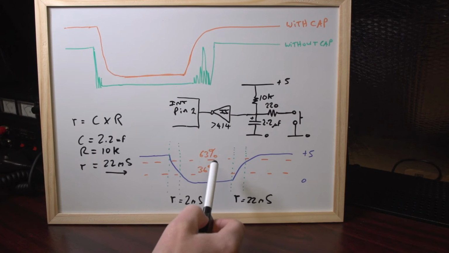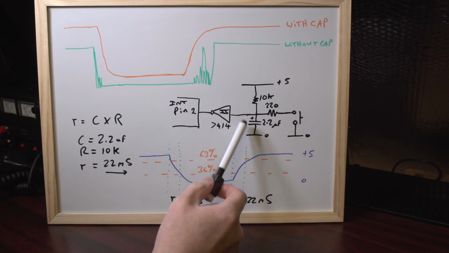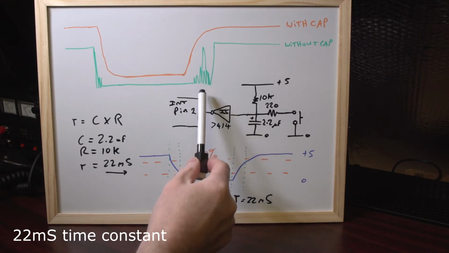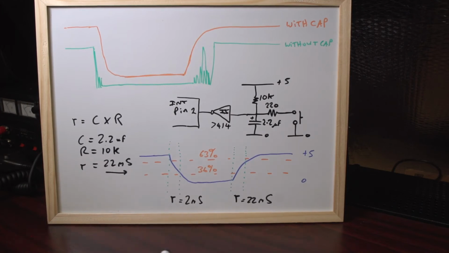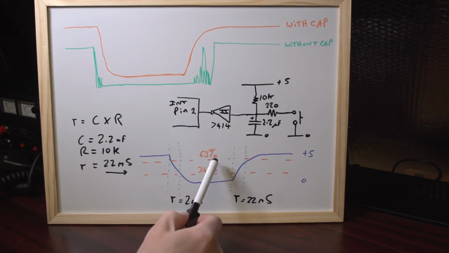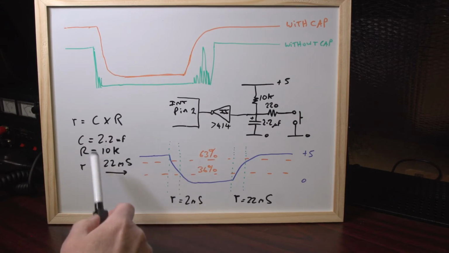You can tell I've already done this beforehand. So the components that we've put in, basically the 10k and the 2.2 microfarad, are giving us a 22 millisecond time constant. Let's move down to this little graph that I've done at the bottom here. What you can see is these figures here. You'll notice that I've got 63% written here and 36% written down here. These are the actual time constant results that you get.